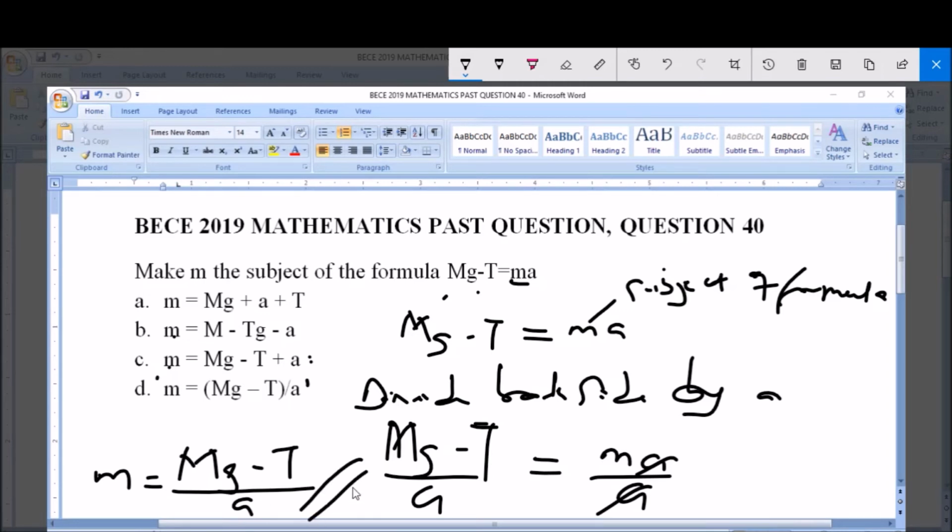So this is our answer. We successfully made M the subject of the formula. So M is equal to what? Mg minus T all over A.